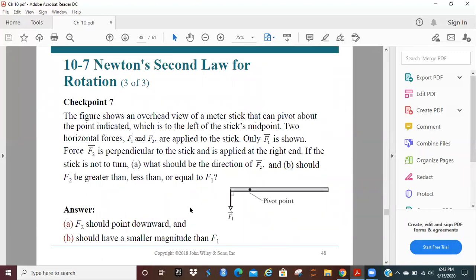So, Newton's second law for rotation: you've got a figure that shows basically the same kind of thing as what you had before. You've got a force over here to the left of what's considered to be the pivot point. You've got two horizontal forces, F1 and F2, that are applied to the stick, but only this one is shown. So force F2 is going to be perpendicular as well to the stick and applied to the right end. In other words, we know it's going to be over here.